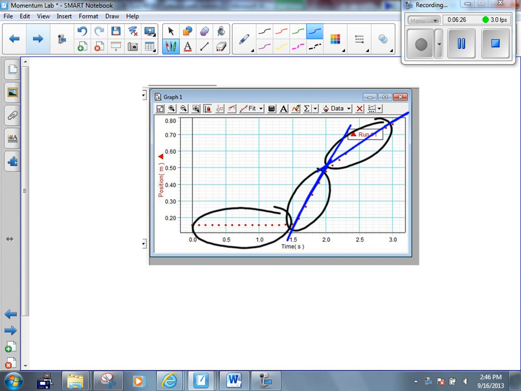So I started the timer before I pushed it. That's okay. When you email the data to yourself, just delete that data. Or in the end, don't delete it, whatever. Just don't use it in your analysis.